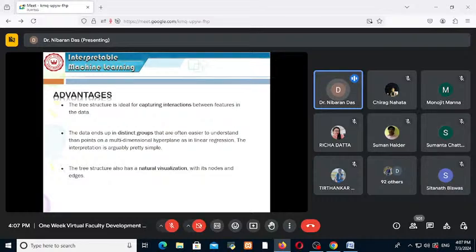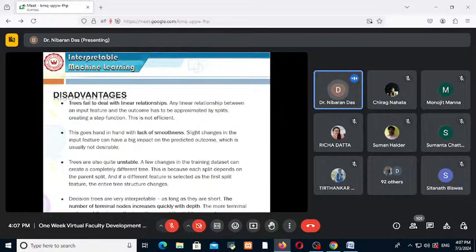The tree structure is ideal for capturing interaction between features in the data. The data ends up in distinct groups that are often easier to understand than points on a multidimensional hyperplane as in linear regression. The interpretation is arguably pretty simple. The tree structure also has a natural visualization with its nodes. If it is just two levels, then it could easily be visualized. But whenever the depth of the tree is increasing, then it will be very difficult to get that.